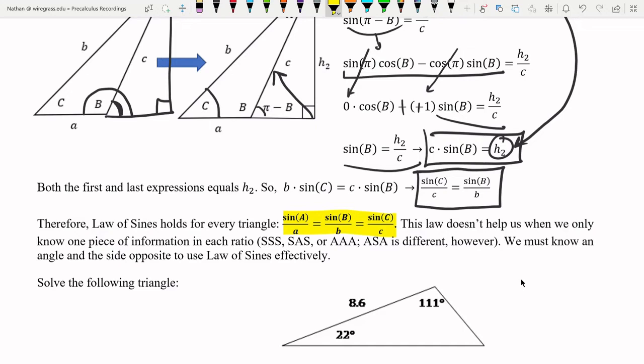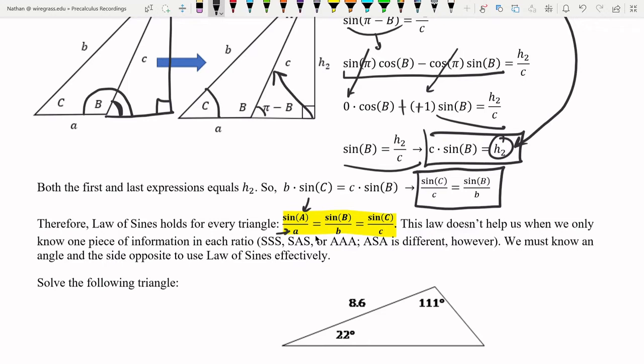It's important to note that this law does not work if we only have one piece of information from each of these ratios. So if we have side, side, side, for instance, we don't have the other side of the ratio. We cannot solve this using law of sines. Or at least we need to find information another way to do so. If we have side, angle, side, whatever combination you have, you need to know an angle and the side opposite to use the law of sines effectively.